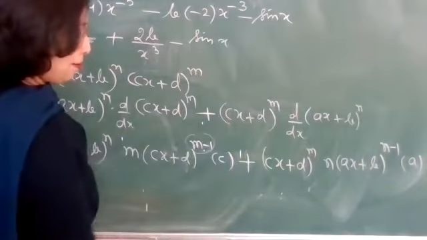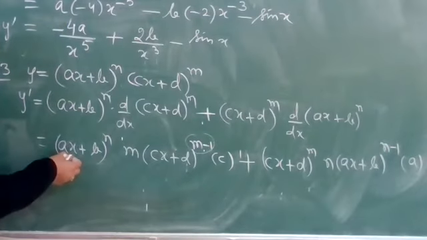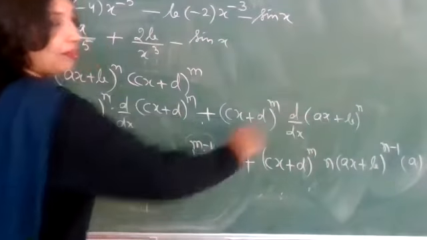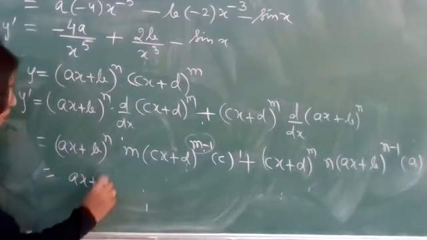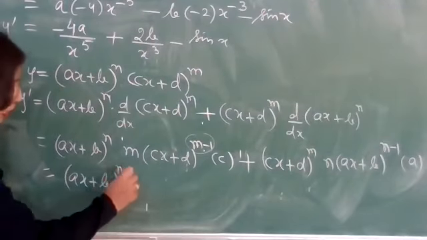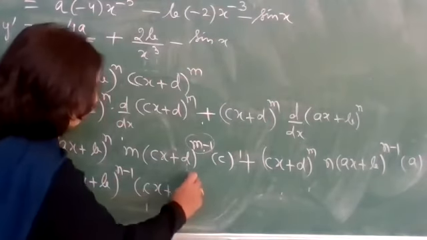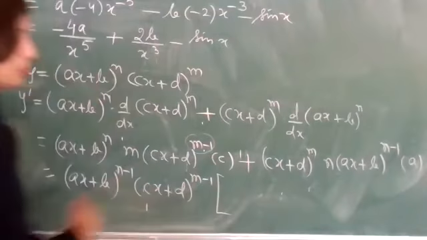We have to look at the bottom one. Like ax, this is ax. And what else? The base should be the same, only then can we take factors common. Here the power is n and there the power is n minus 1. So we can take (ax plus b) raised to the power n minus 1 and (cx plus d) raised to the power n minus 1. Okay, we can't do anything else in this.